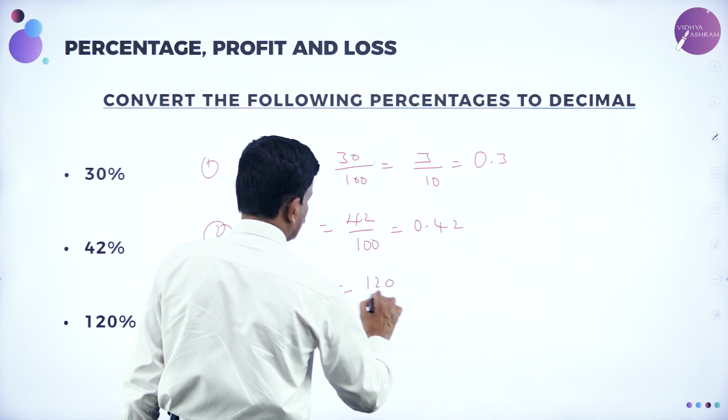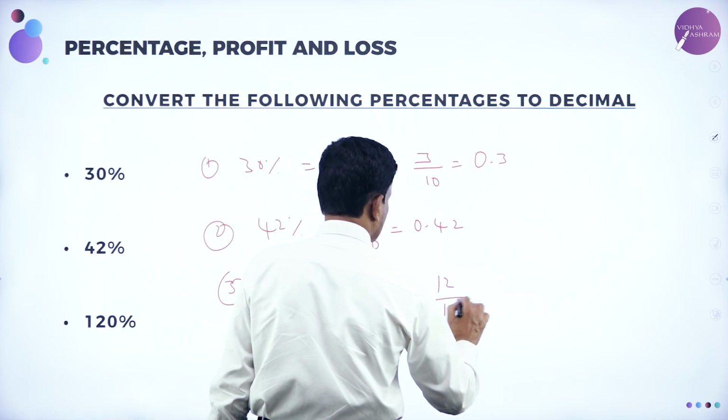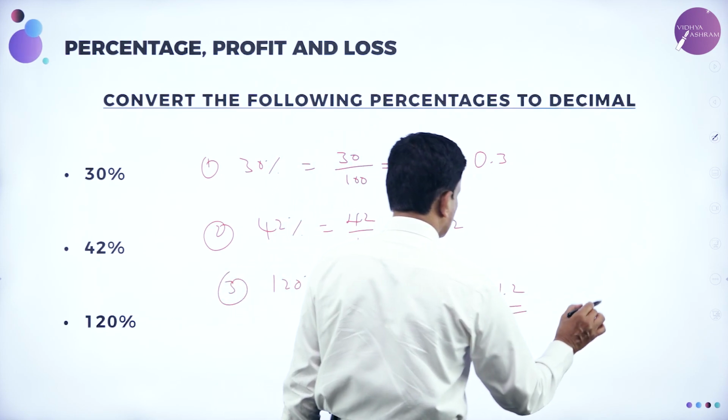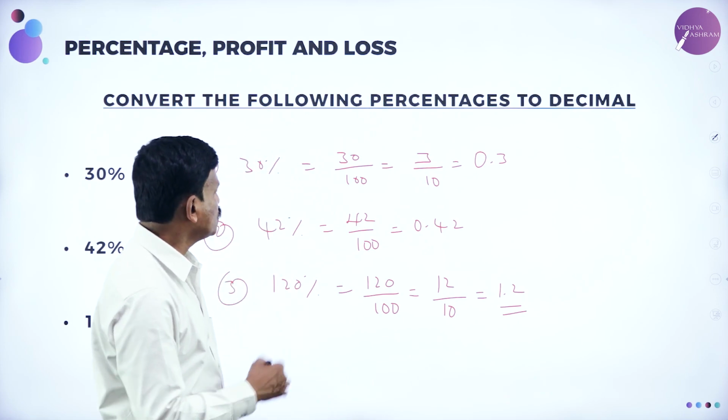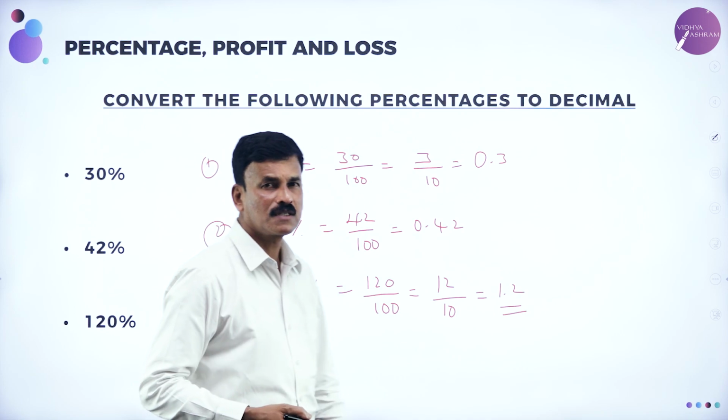Next, 120%. 120% is nothing but 120 divided by 100. 0, 0 gets cancelled. 12 by 10. That is nothing but 1.2. That's it. 1.2. So, this is how we are going to convert the percentage into decimals.